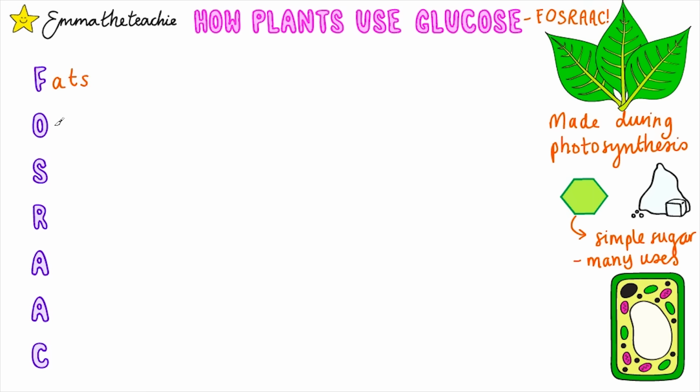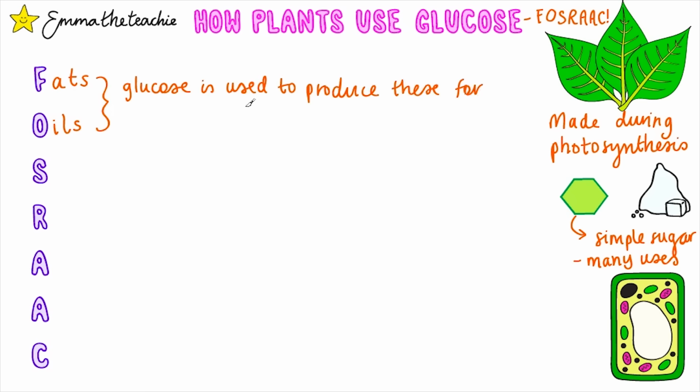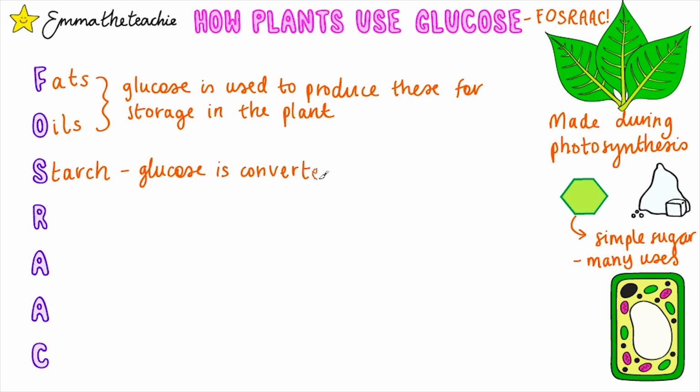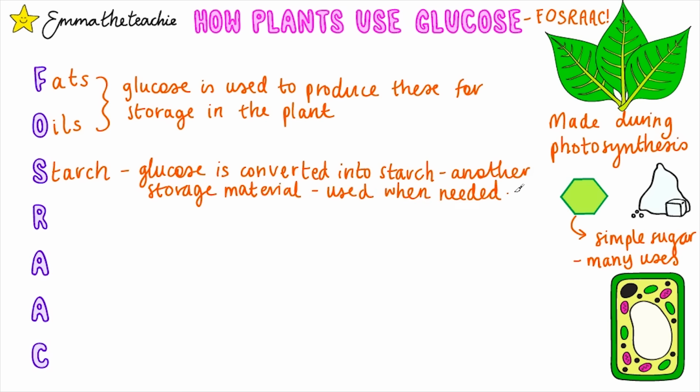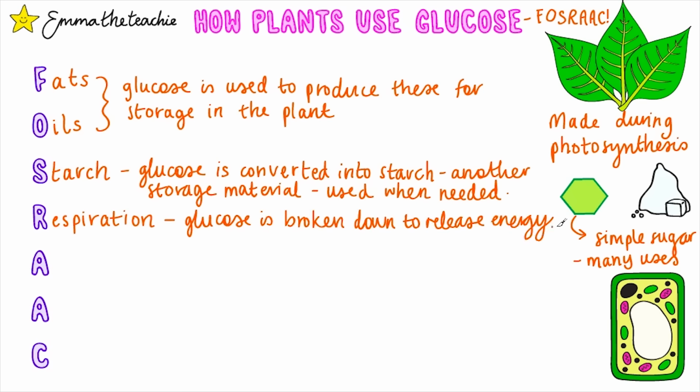F and O are fats and oils. Glucose is used to produce these for storage in the plant. They are energy stores if the plant needs it. S is for starch. Glucose can be converted into starch, which is another storage material. This can be converted back into glucose when the plant requires it, for example, at night when it isn't photosynthesizing. R is for respiration, and in this process, glucose is broken down to release energy for the plant. You'll learn more about this in the next video.